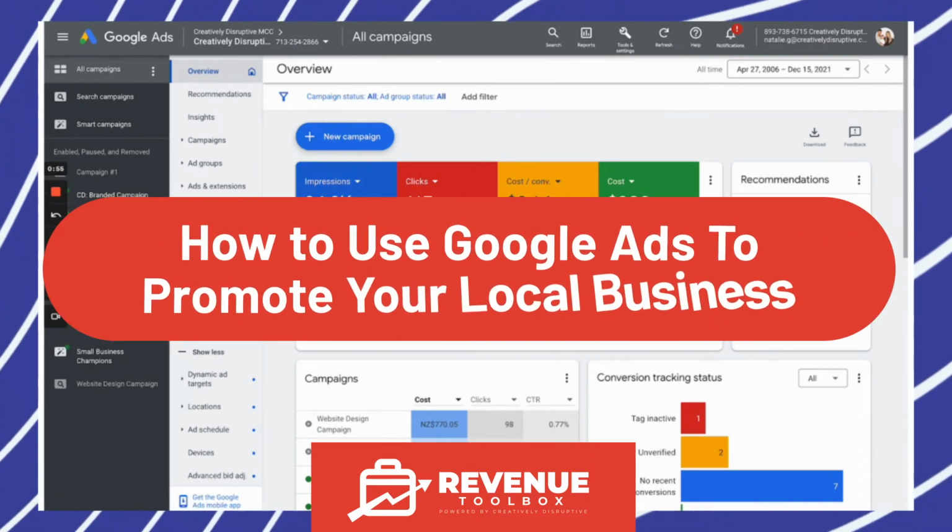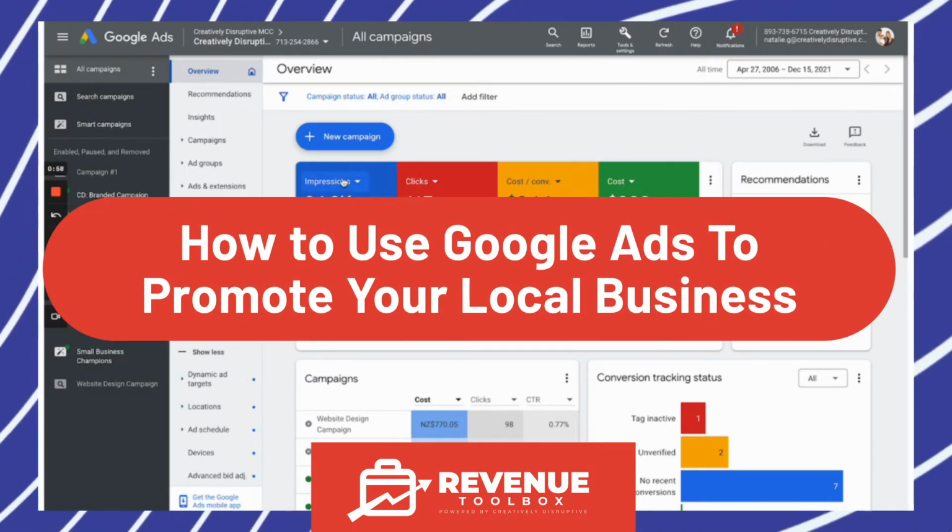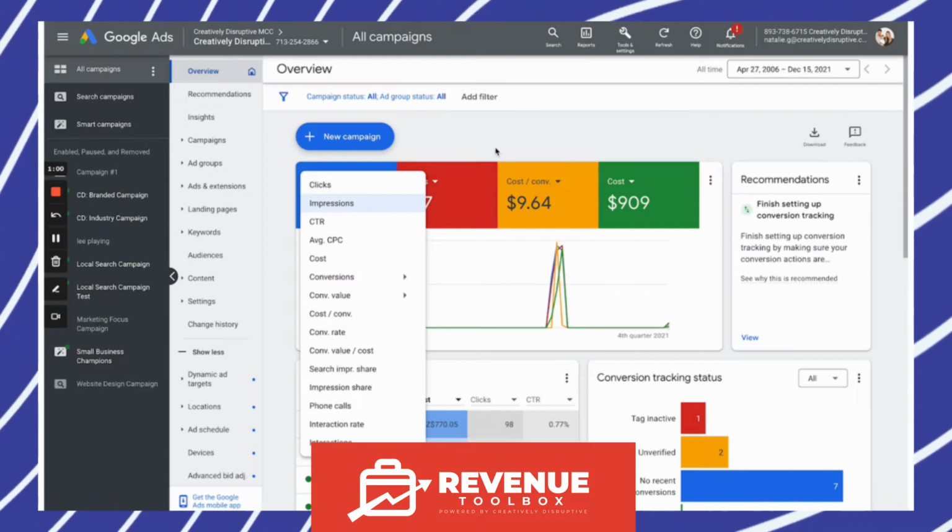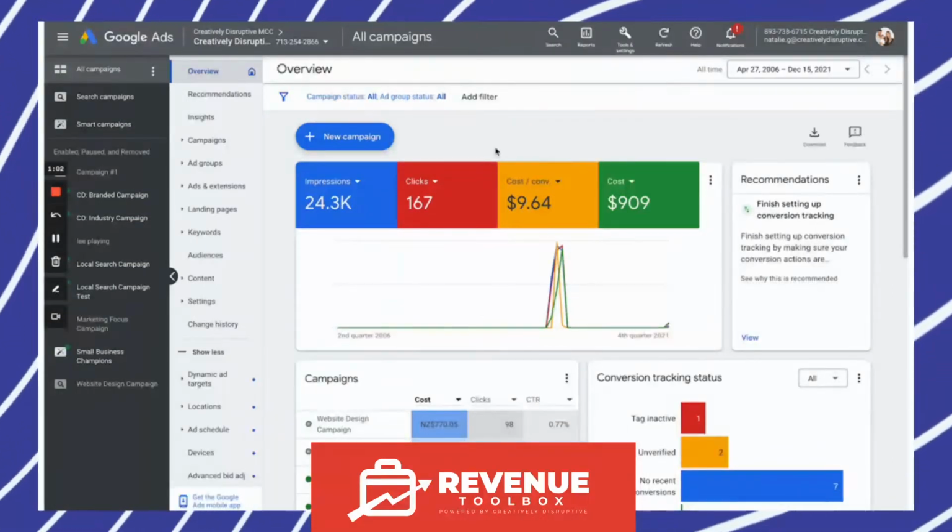So here in your overview, you're going to be able to set up your default metrics of what you want to see as soon as you open up the AdWords application.